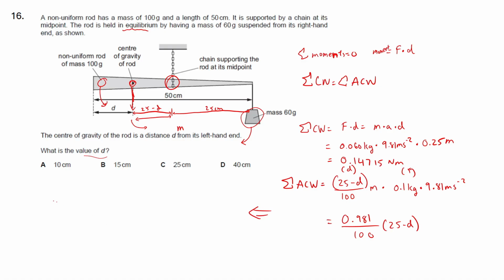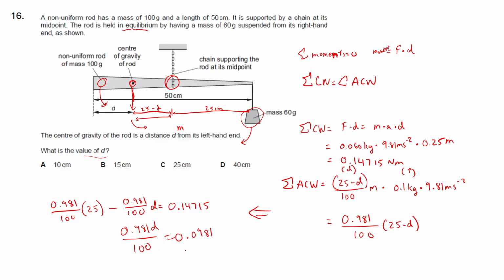And then we have to set those equal. So 0.981 over 100 multiplied by 25 minus 0.981 over 100 times d is equal to 0.1415. And then you get that around 0.0981d is equal to, and you divide by 0.981.